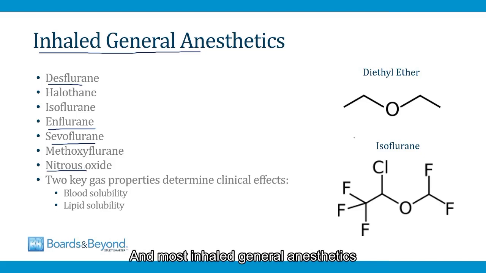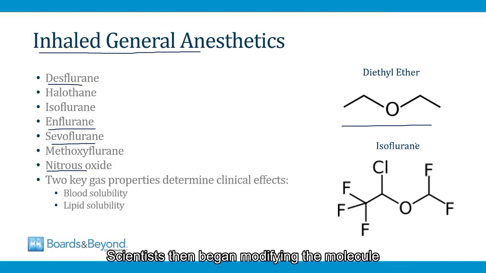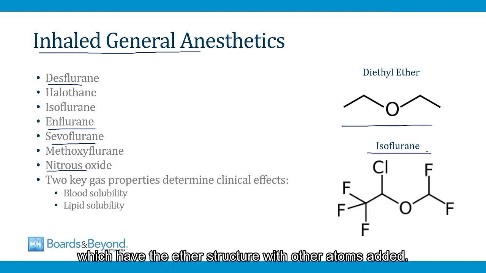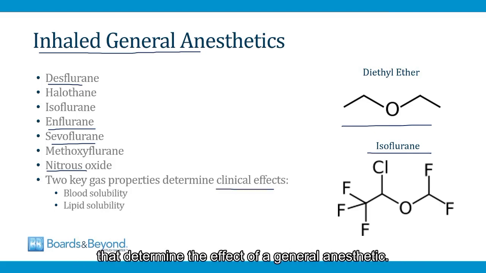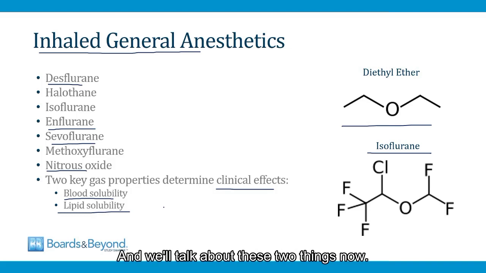And most inhaled general anesthetics derive from diethyl ether. Many years ago, people discovered that ether could put patients to sleep. Scientists then began modifying the molecule into modern anesthetics like isoflurane, which have the ether structure with other atoms added. In terms of clinical effects, there are two key properties that determine the effect of a general anesthetic. One is the blood solubility, the other is the lipid solubility, and we'll talk about these two things now.